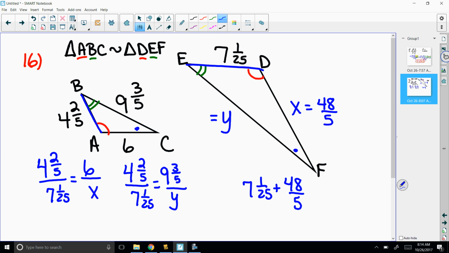So the first one I agree is 48/5. So the next one, you're going to take 7 1/25 times 9 3/5 and divide by 4 2/5. And you get 384 over 25.